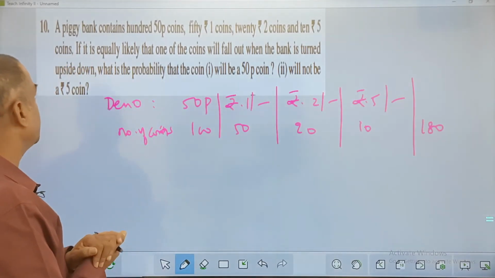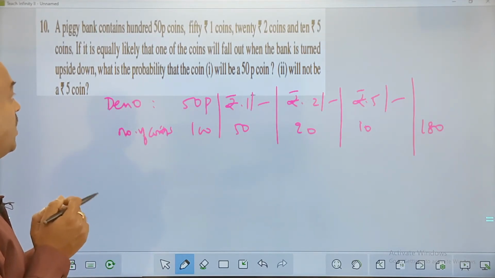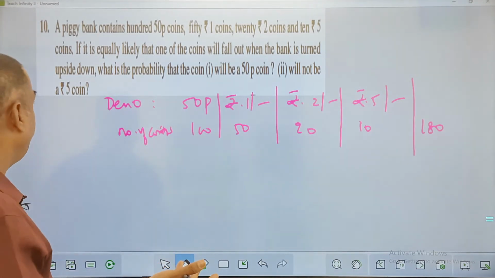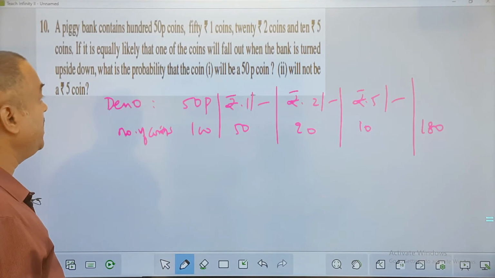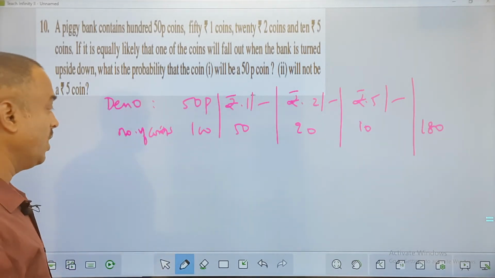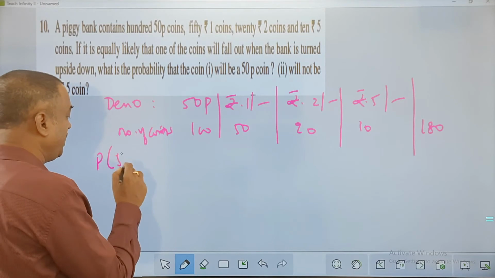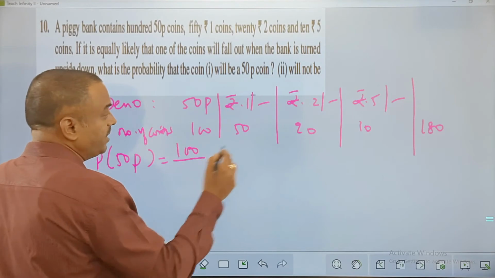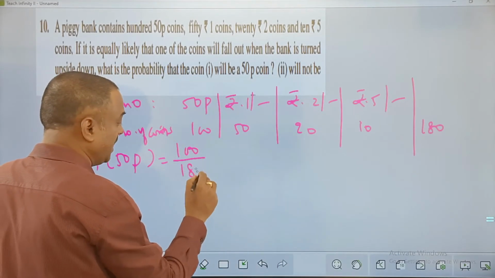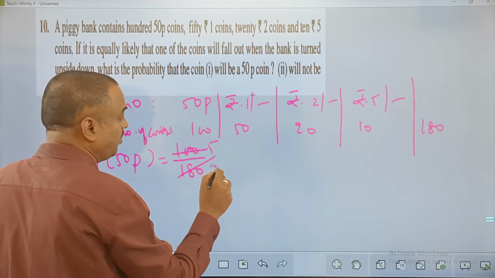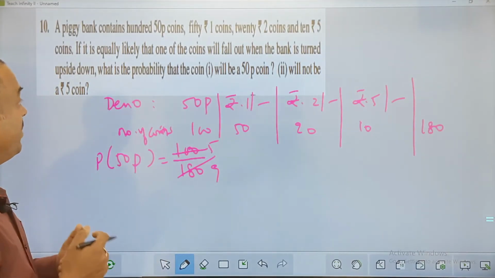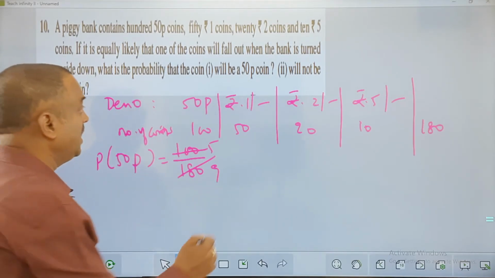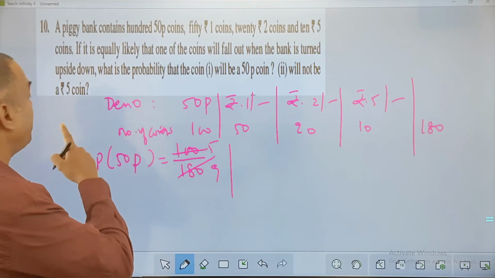Now what is the question, friends? If it is equally likely that one of the coins will fall out when the bank is turned upside down, what is the probability that the coin will be a 50 paisa coin? Probability of getting a 50 paisa coin: how many 50 paisa coins are there? 100. And the total number of coins is 180. If I divide by 20, I'll get 5 upon 9. So the probability of the fallen coin being a 50 paisa coin is 5 upon 9.